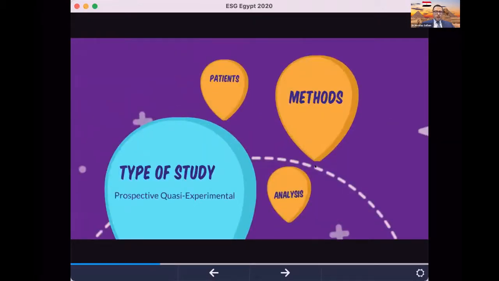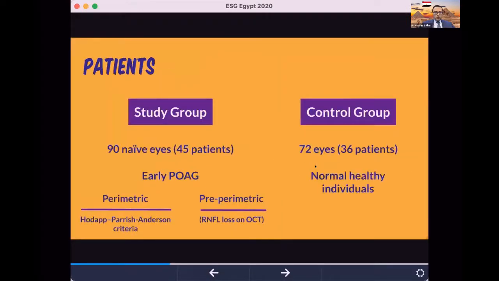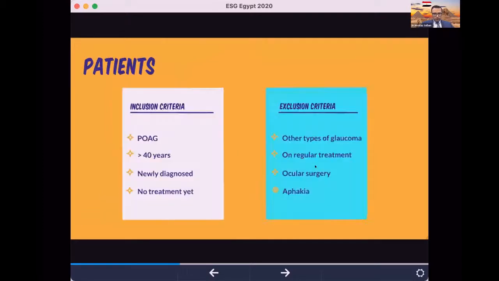We ran a prospective quasi-experimental study comparing patients with early primary open-angle glaucoma, either perimetric or pre-perimetric, with normal healthy individuals. Patients older than 40 years that were newly diagnosed and not receiving medication yet were included in our study, while patients with other types of glaucoma, on regular treatment, or having previous ocular surgery or aphakia were excluded.